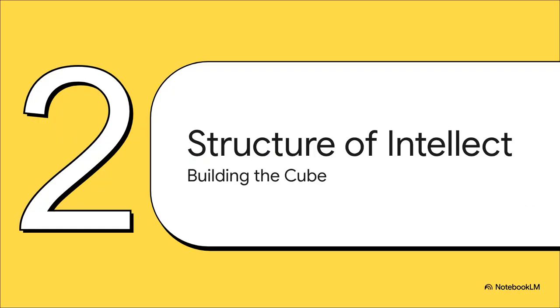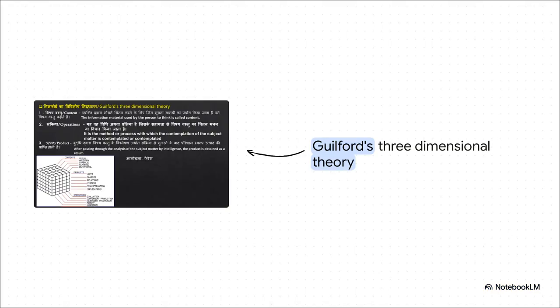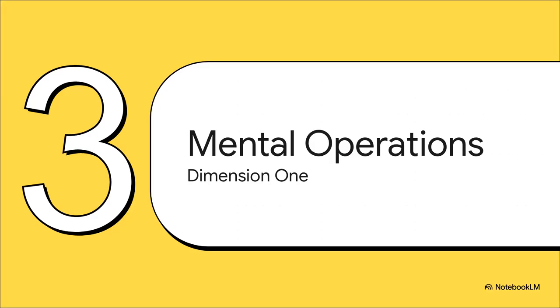Section 2, The Structure of Intellect, Building the Cube. Guilford's big argument was that intelligence is the intersection of three specific dimensions. I mean, you can't just have a thought in a vacuum, right? Every time your brain fires up, it utilizes a specific mental operation, basically how we think. It processes specific content, the raw material we are thinking about, and it yields a specific product, the resulting outcome of that thought.